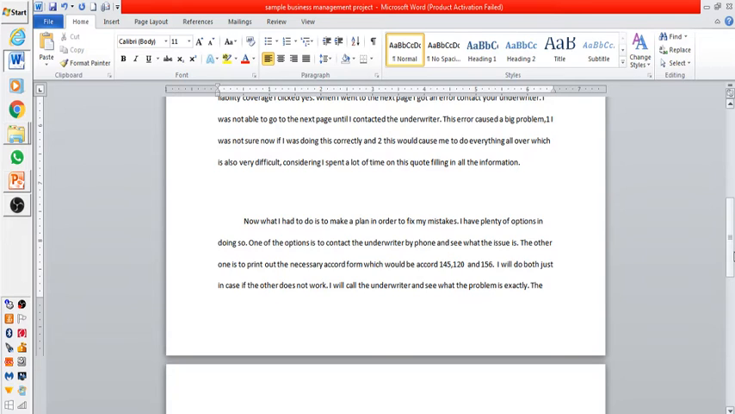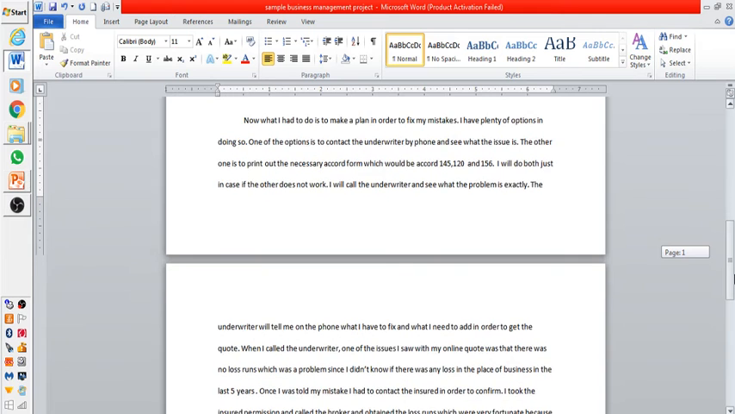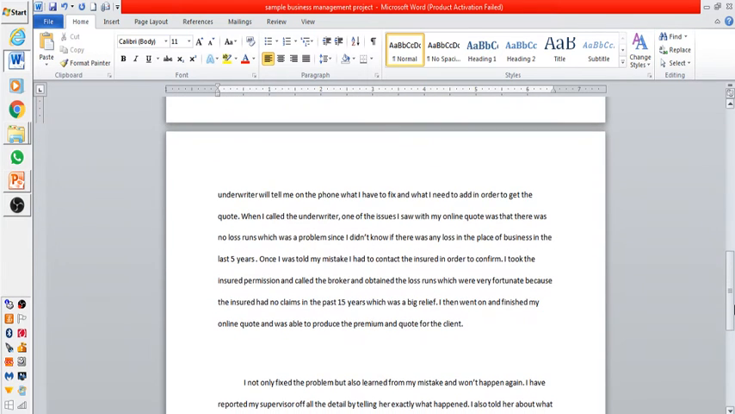I had plenty of options in doing so. One of the options is to contact the underwriter by phone and see what the issue is. The other one is to print out the necessary Acord forms, which could be Acord 145, 120, and 156. I will do both just in case the other does not work. I will call the underwriter to see what the problem exactly is. The underwriter will tell me on the phone what I have to fix and what I need to add in order to get the quote.